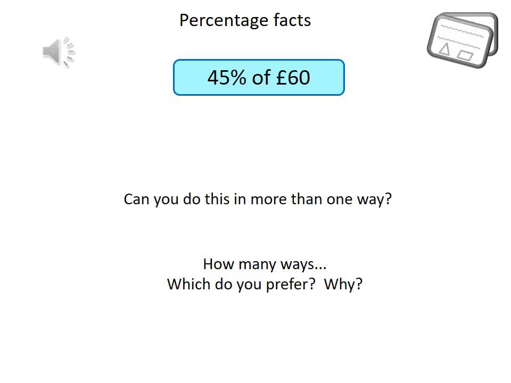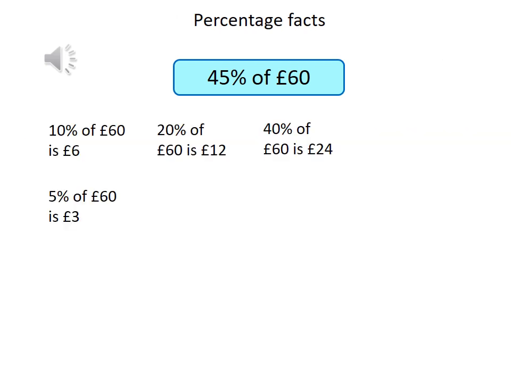How about doing 45% of 60? How many different ways can you think of doing this? One way you could work out 45% is to split it up into 40% and 5%. A very useful percentage to help you to get to these would be the 10%. So 10% of £60 is £6.